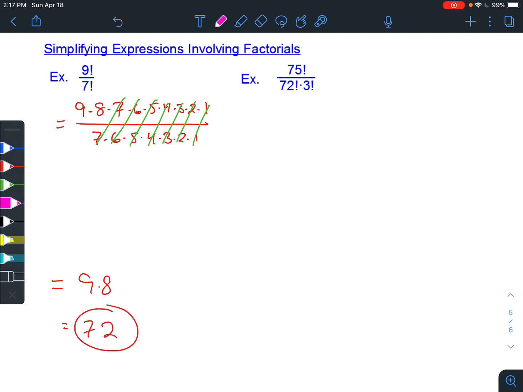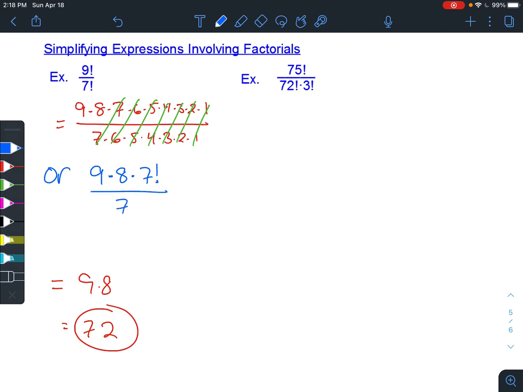All right, however, let's go with a different color here. What we could have done is gone 9 times 8 times, and then keeping in mind what you have in the other half of the problem, you can say, hey, if I go from 7, 6, 5, 4, 3, 2, 1, that's the same thing as 7 factorial.